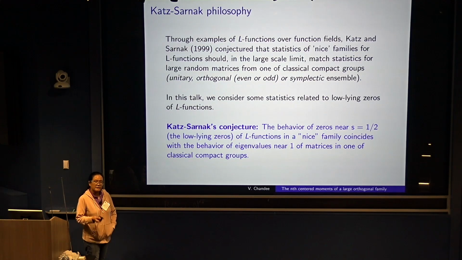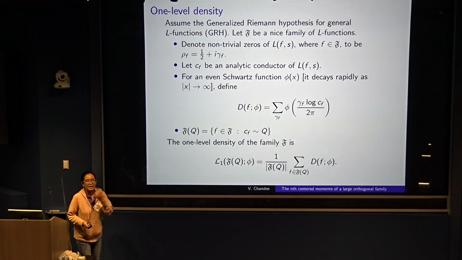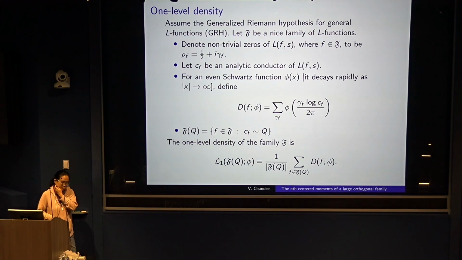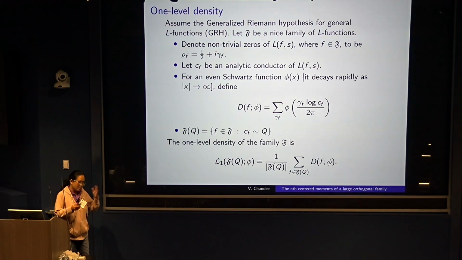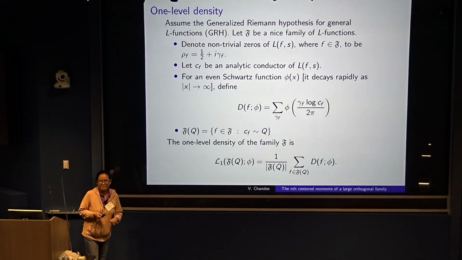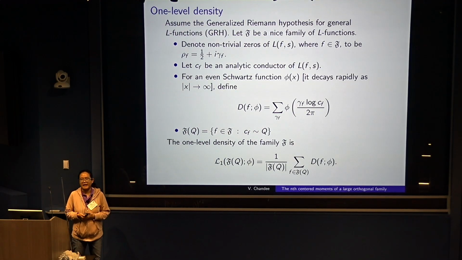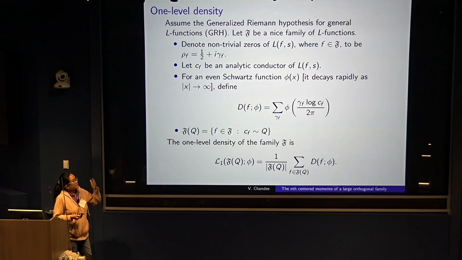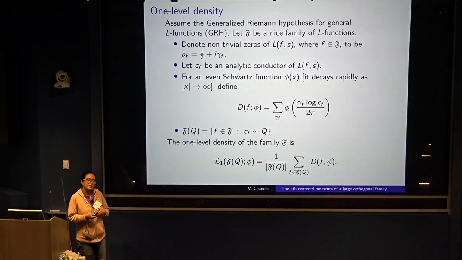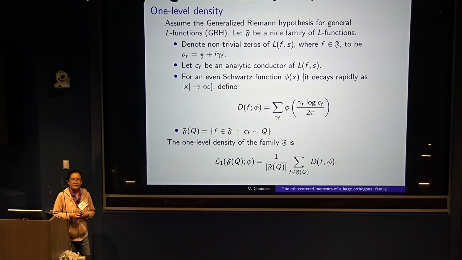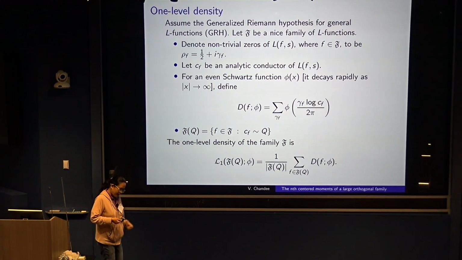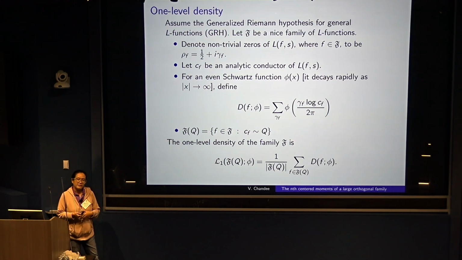Okay, so I'll look at the first statistic, which is the one-level density. Throughout the talk, I will assume the generalized Riemann hypothesis for L-functions. If you're not familiar with it, the famous example is the Riemann zeta function. Since we assume GRH, the zeros of an L-function can be written in the form 1/2 plus i gamma_f, where gamma_f is a real number. I'll let C_f be the analytic conductor of this L-function. For example, for zeta at 1/2 plus it, the conductor will be t.